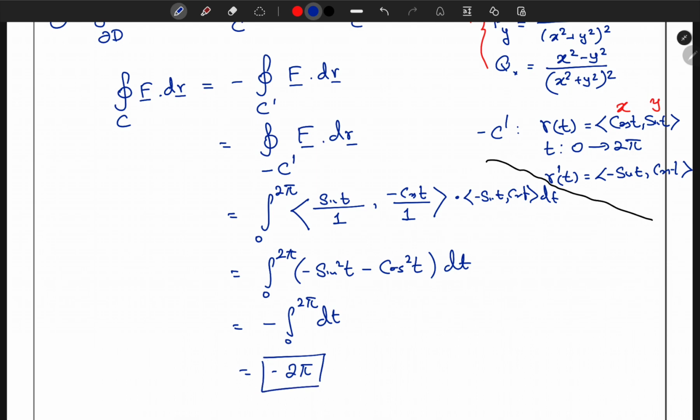So what it shows is, if you have a hole or a bad point at the origin, it doesn't matter which curve you are integrating along, the answer is negative 2 pi. So if it is the unit circle, you get negative 2 pi. If you have some different curve, you still get negative 2 pi.